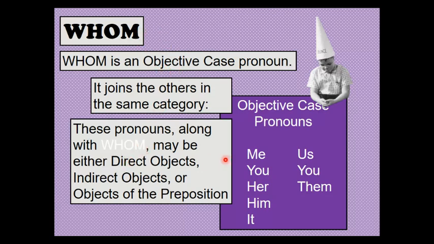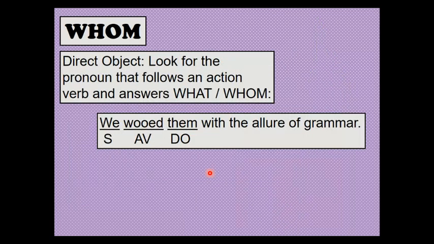So whom would be used the same way. We get to use these guys for any objects, whether it's a direct object, an indirect object, or the object of a preposition. We would use these pronouns, and that's when you naturally use the word whom. Let me show you what I mean. So if I said, we wooed them with the allure of grammar, well, them is a direct object, and therefore follows the action verb, and we get to use them this time instead of the word they.